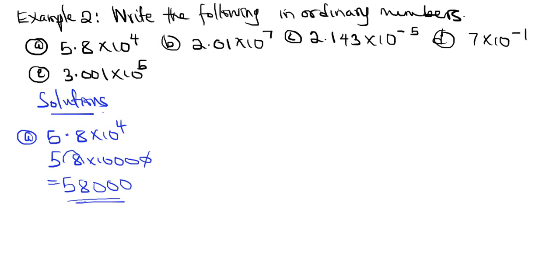And let's see how we solve another example, the second example. Now for B, I have 2.01 times 10 to the power 7. Now you can see here too, this is 2.01 times 10 to the power 7. That means you're having 7 zeros. That's 1, 2, 3, 4, 5, 6, 7.